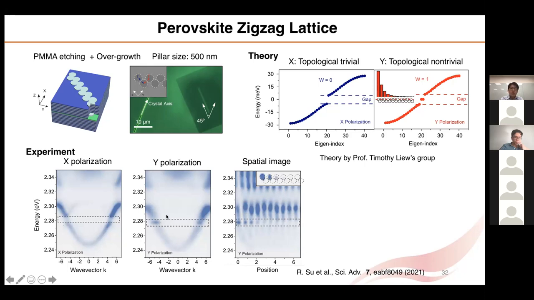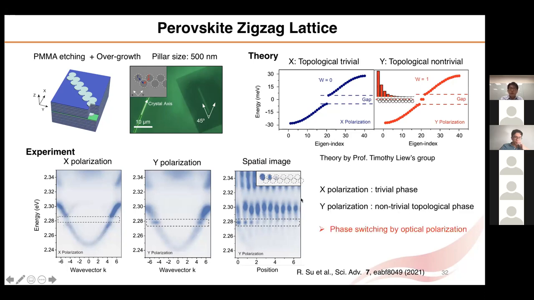In order to confirm such an edge state, we carry out energy resolved spatial image measurements. As you can see, inside the gap, the state is mostly localized at the edges. This can also be confirmed by this real space image. So this suggests that in X polarization, this polariton lattice is in a trivial phase without any edge state, while in Y polarization, the polariton lattice is in a non-trivial topological phase with a localized edge state. So this suggests we can really tune those phases by polarization control.